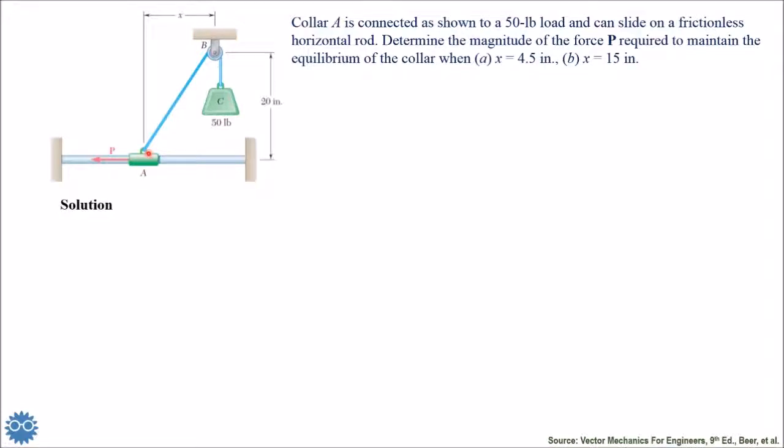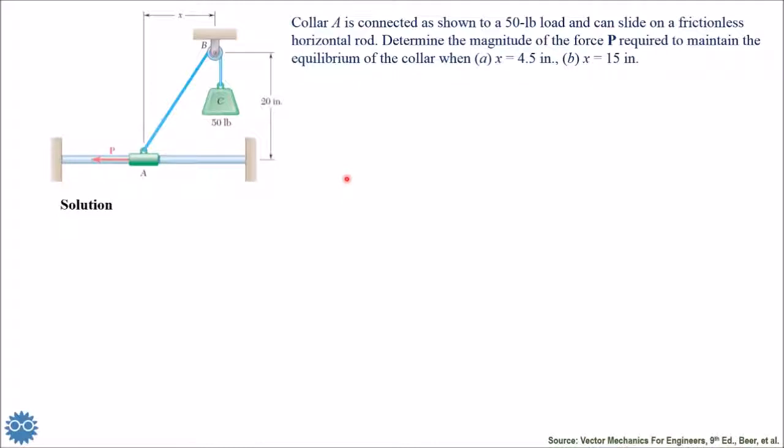Shown here, and the effect of the tension of this cable. Determine the magnitude of the force P required to maintain the equilibrium of the collar when x equals 4.5 inches and x equals 15 inches. Now here the value of x, and we have the height of distance between the center of the collar, or the path of the collar, and let's say the point or the axis of the pulley.